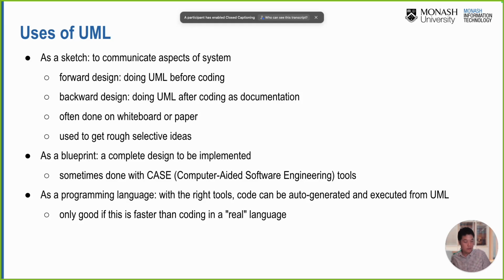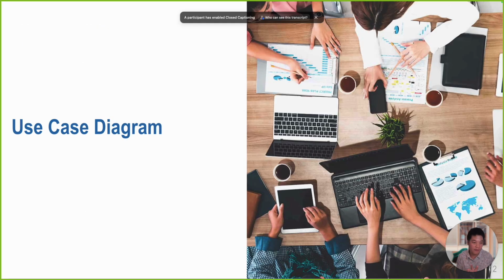Why do we need to use it, right? Because we want to use it as a sketch. We want to communicate different aspects of the system. It can be the forward design, the backward design, the whiteboard. And normally in the past, we would use the whiteboard or paper to draw the UML diagrams. But we are in 2024 already, so we need to use some tool support, right? And the tool that we are going to use in this unit is called Lucidchart. Yeah, that's a use case of the UML diagrams.